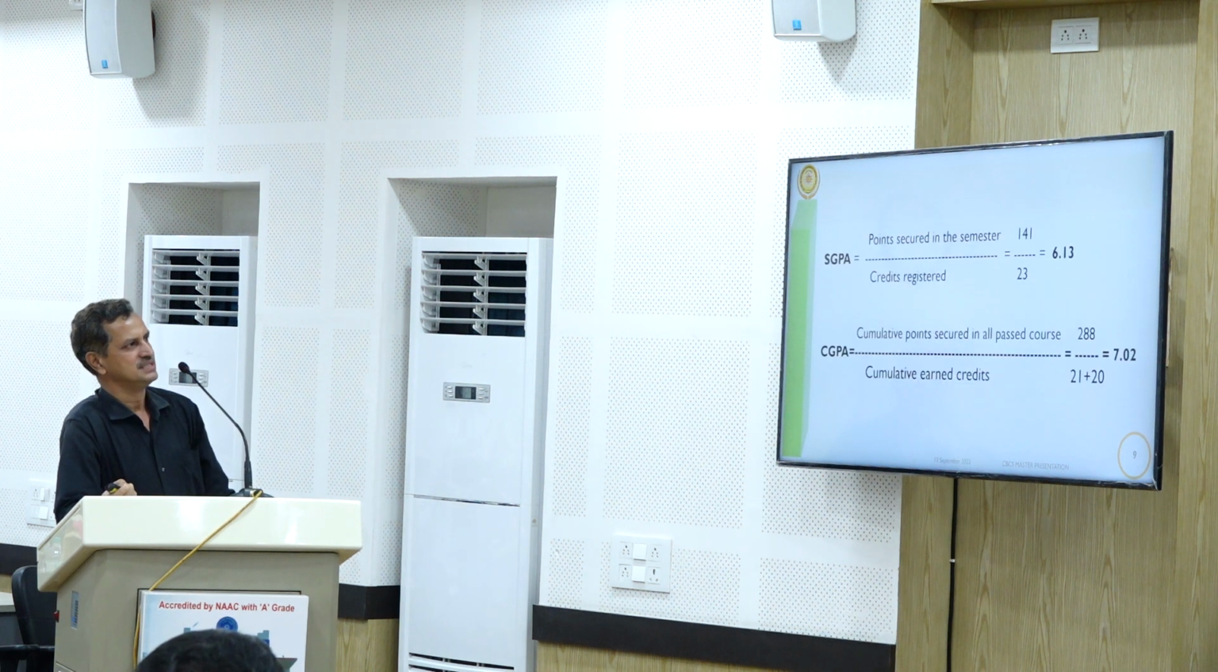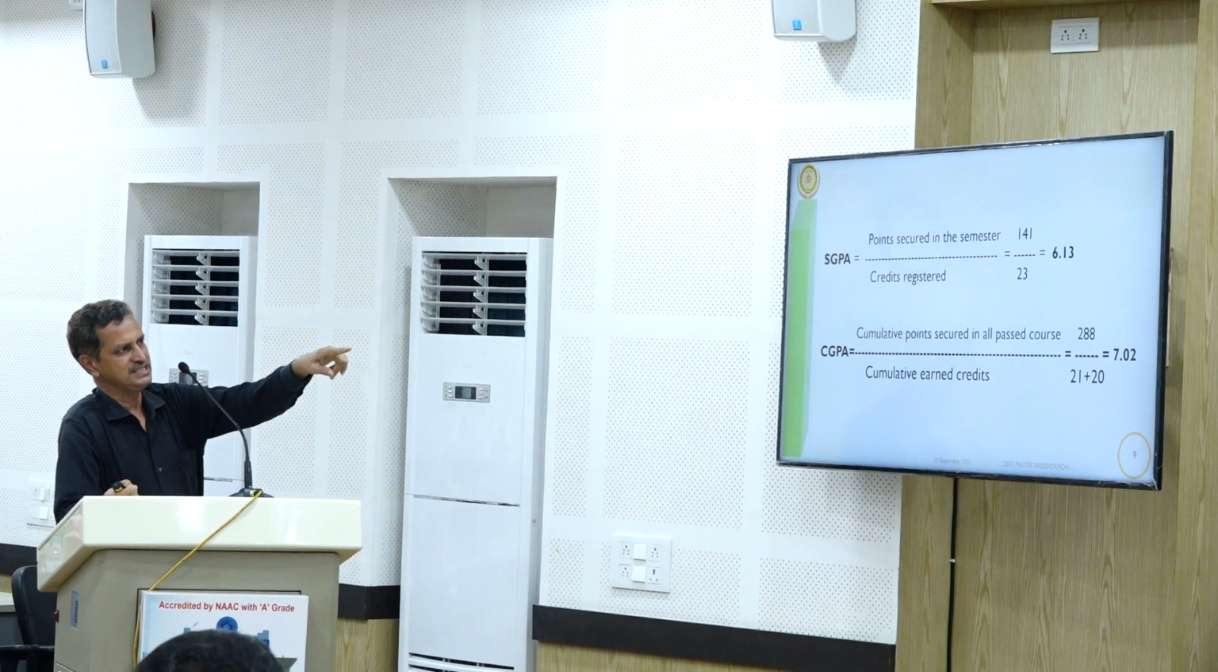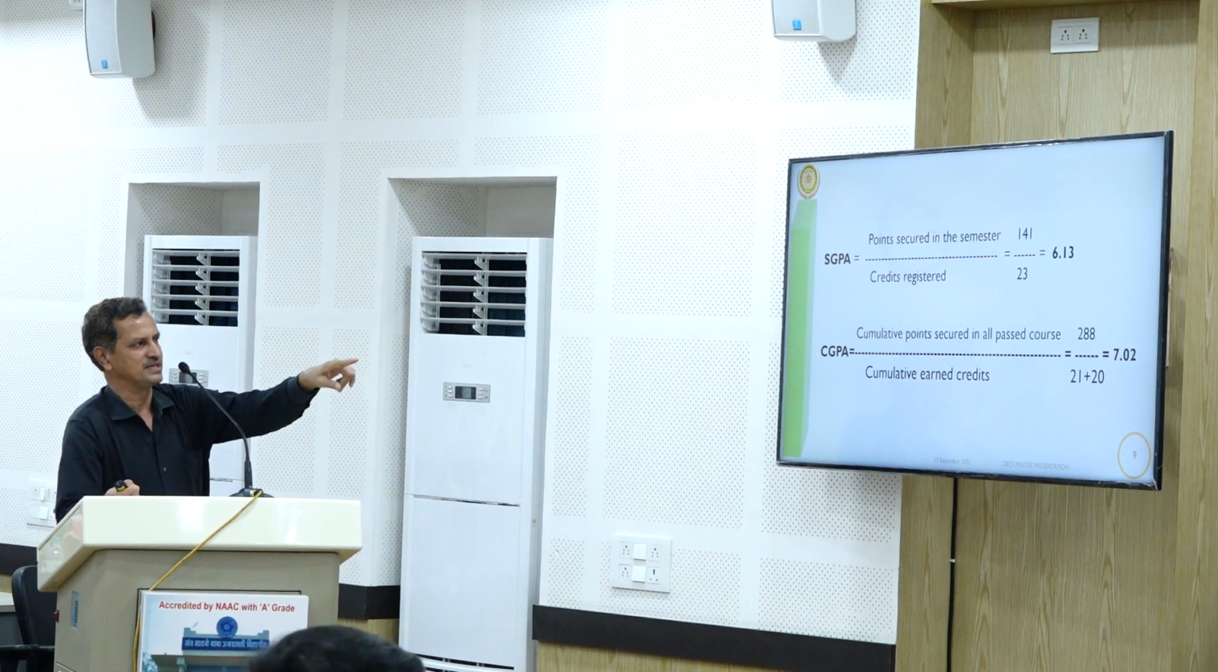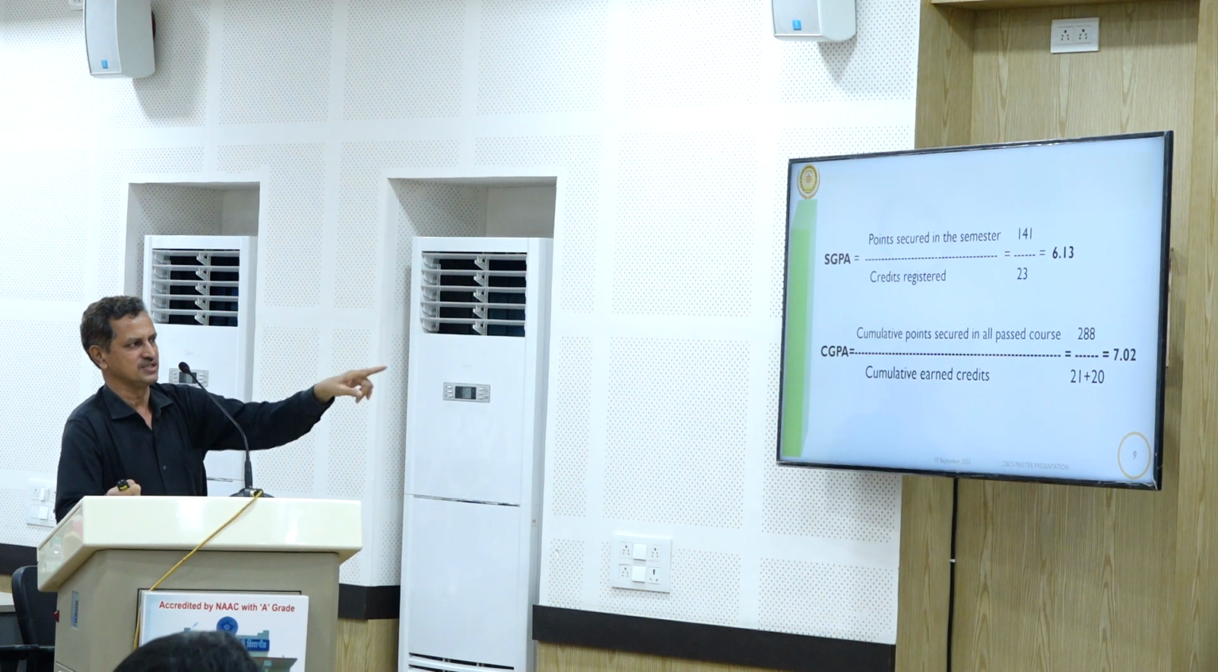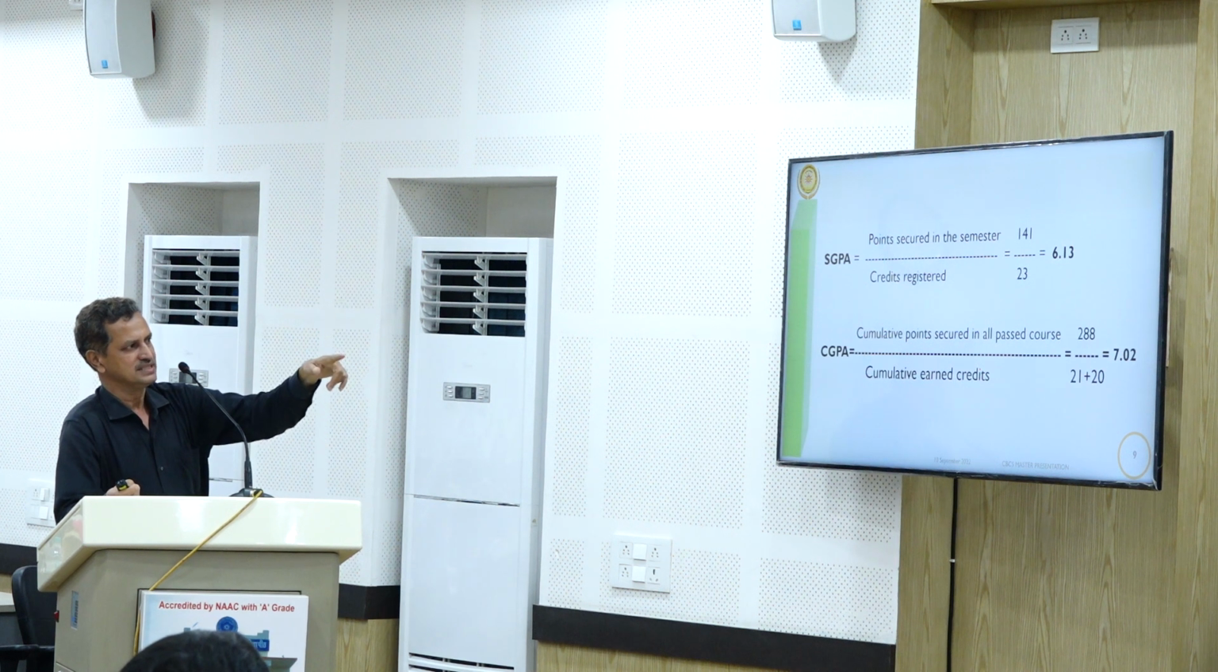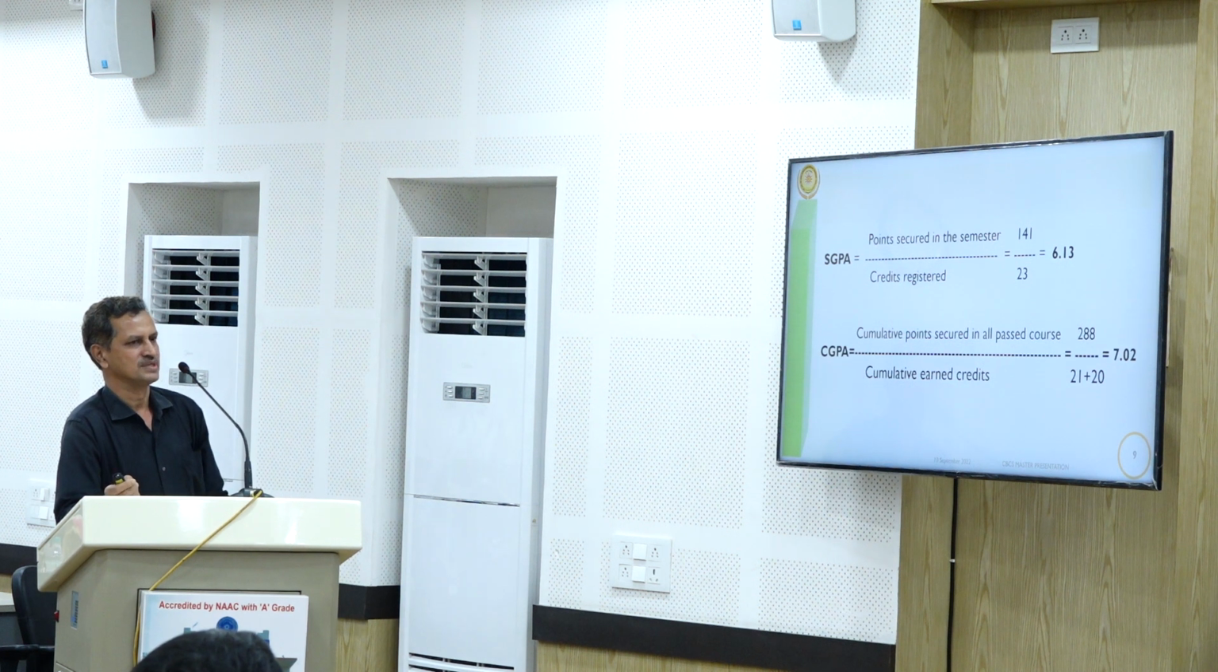Next slide, please. So as you can see here, 141 divided by 23 is the SGPA for that particular semester, and CGPA comes out to be 288 divided by 21 plus 20, okay, which is the cumulative credits earned for the first and the second semester. Similarly, 288 is nothing but 141 plus 147. So 288 divided by 21 plus 20, that comes out to be 7.0. So this is how the computation of CGPA and SGPA are carried out in CBCS system. Next slide.